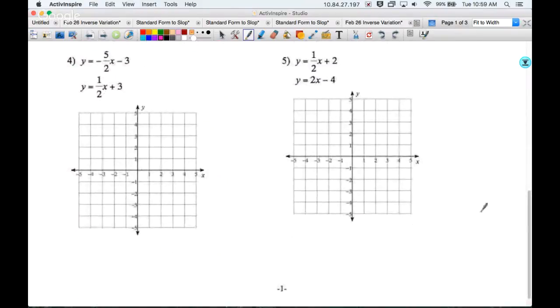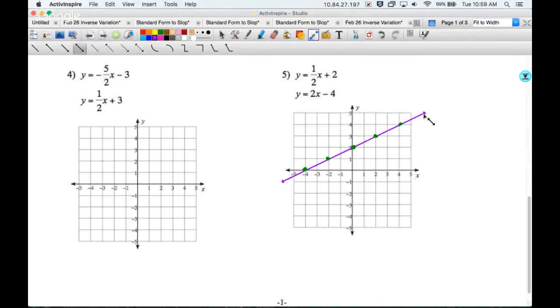Let's try number 5 here. Same strategy. I'm going to plot the y-intercept of 2 for the first equation. Its slope is 1/2, so I can go up 1, right 2 to get my next point. You can keep that pattern going until I'm off the graph. Reverse them both. Down 1, backwards 2 takes me off the graph in this direction. Connect them up. We got our first line.